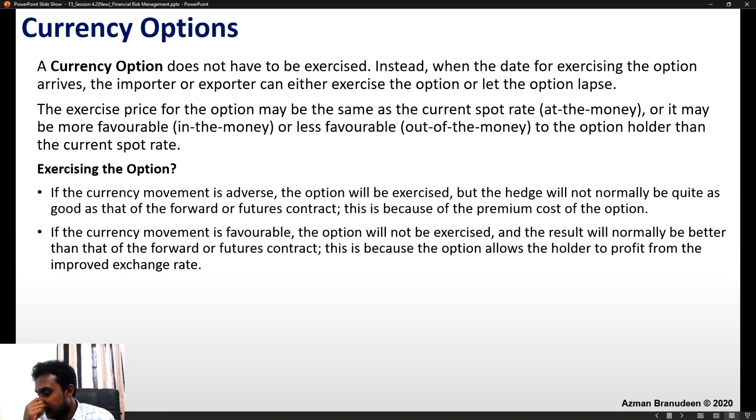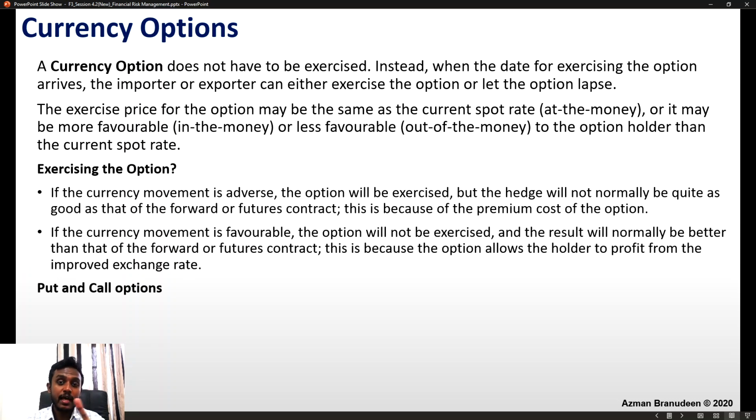So basically the idea is that you're using a hedging instrument to stop something bad happening, not to stop something good happening. So if something good is happening, you let it happen. If something bad is happening, adverse movement, you exercise your right and you stop, you limit it.